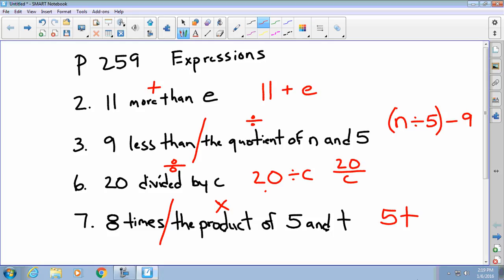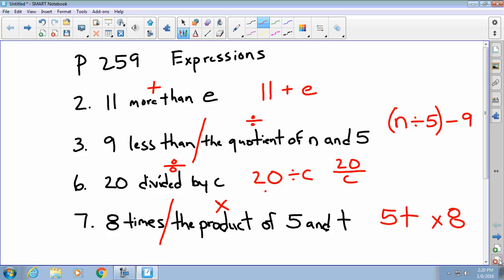Now, we still have to do the 8 times. The 8 times part could come at the end, or it really could go at the beginning. So for number 7, it's going to be 5t times 8. And that would be your expressions for these problems on page 259.